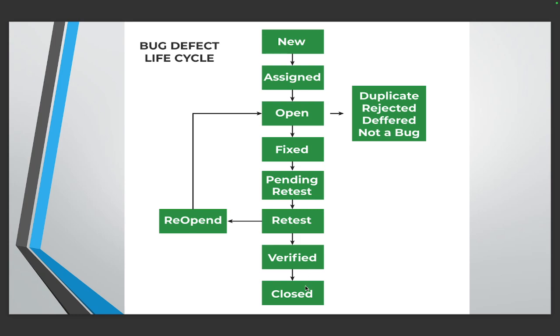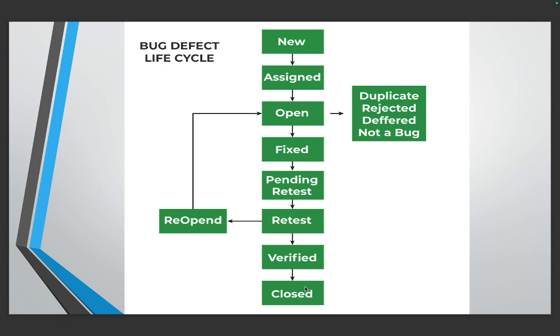Then we'll go to the final state. This is the final state of the defect lifecycle, it is closed. After the defect is fixed by the developer team, when testing finds that the bug has been resolved and it has not persisted, then they mark the defect as a closed state.